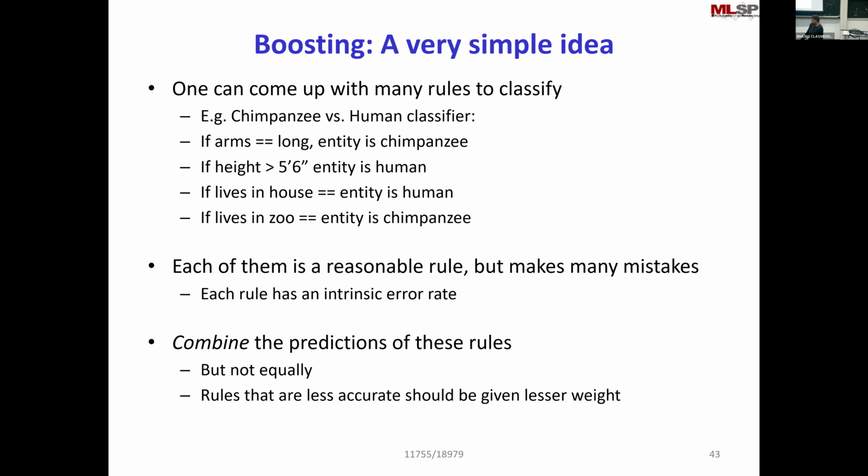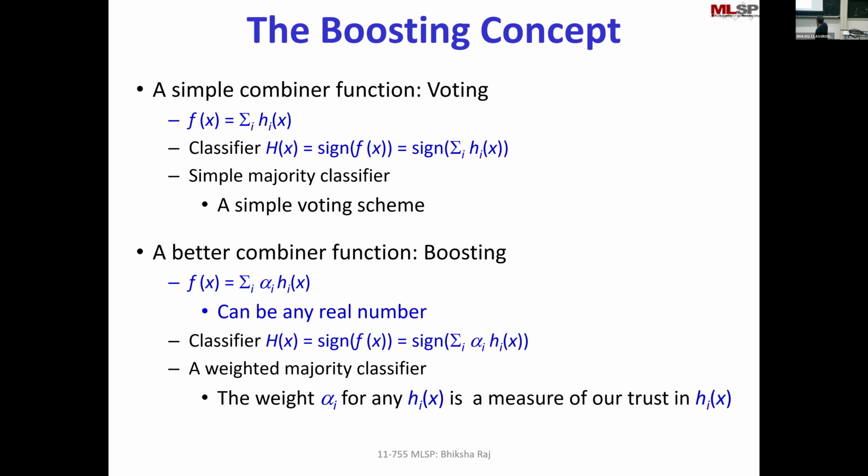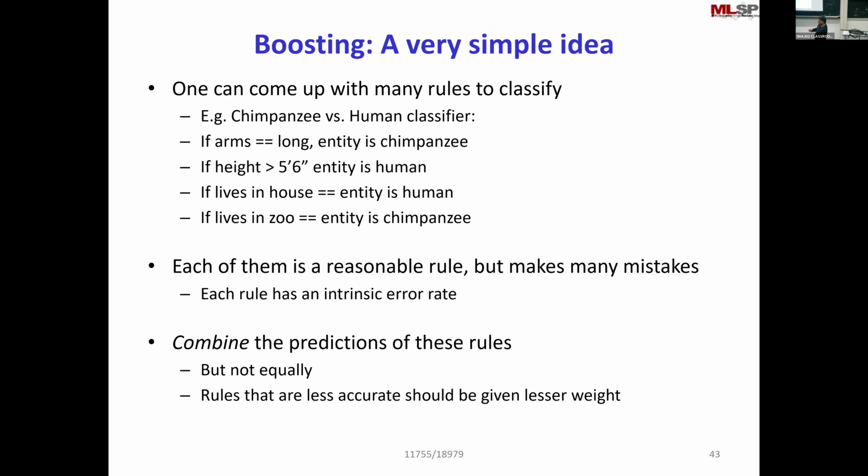But more generally, here's what we're going to have. You can come up with a bunch of classifiers, and again, the simple classifiers can be arbitrarily simple. So if I'm trying to classify a human versus a chimpanzee, I can say if the arms are long, it's a chimpanzee. It's a simple classifier. It's right more often than it's wrong, but then you can find some chimpanzee-armed human beings as well. If you say if it's more than 5 feet 6 inches, it's human, but you find short people, and then who knows, somewhere in the jungle there might be a really tall chimpanzee. So if it lives in a house, it's a human. Chimpanzees have been brought up in houses, right?